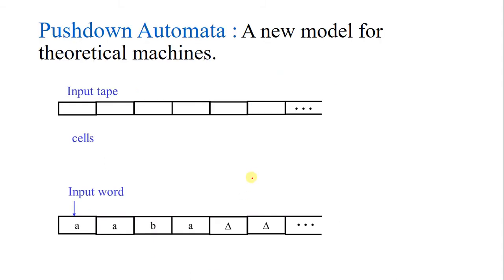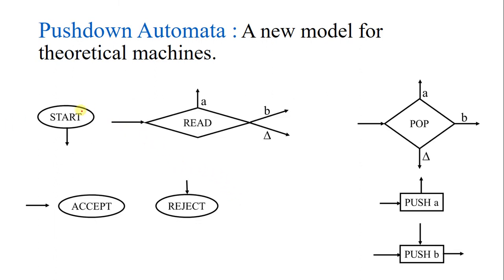So these are some symbols. For PDA, we assume that the input is coming from a tape. That tape has different cells, and the end of the string is shown by this null character. It has these symbols: this oval is for start, oval for accept and reject. This diamond is for reading a letter. This diamond is for popping, and these rectangles are for pushing. So you have a stack where you can push onto the stack, and you can remove from the stack.